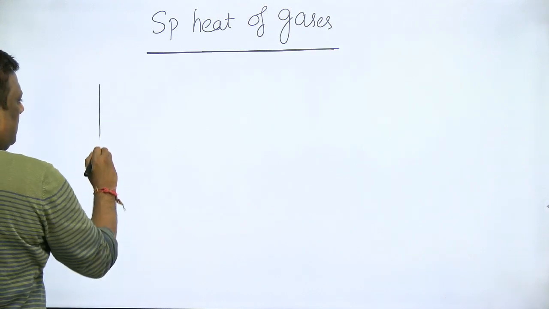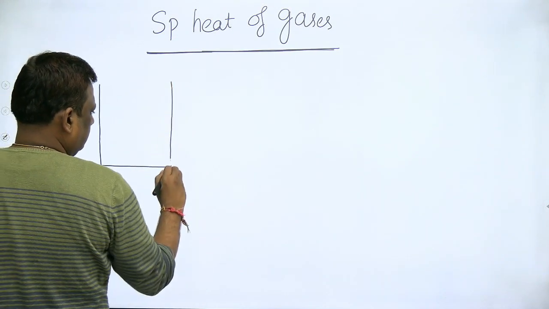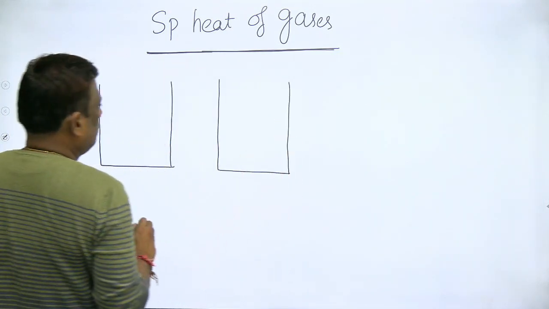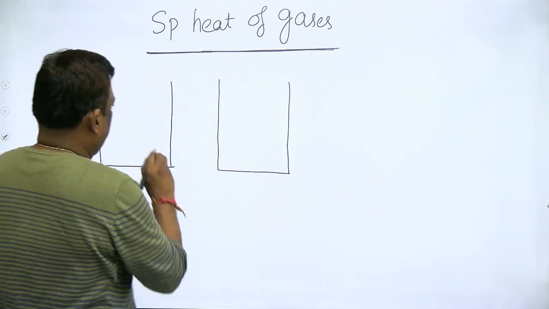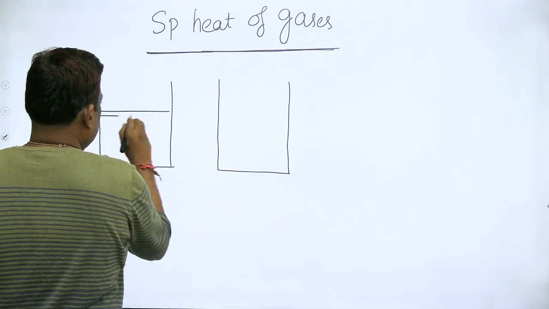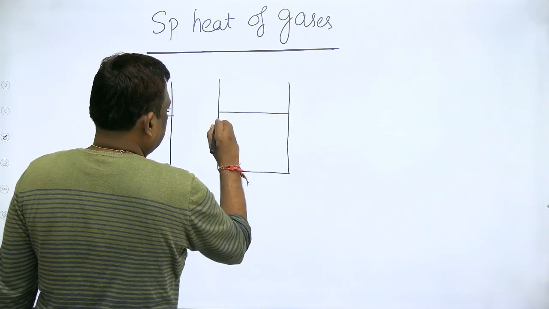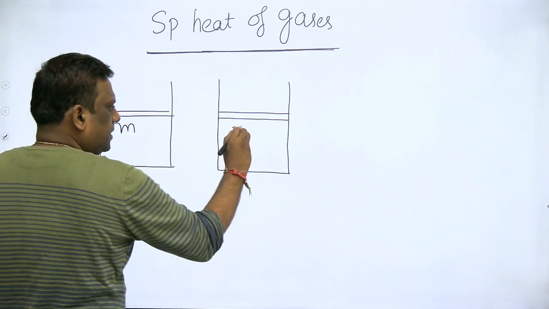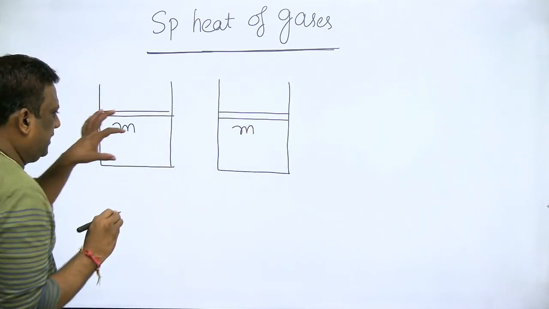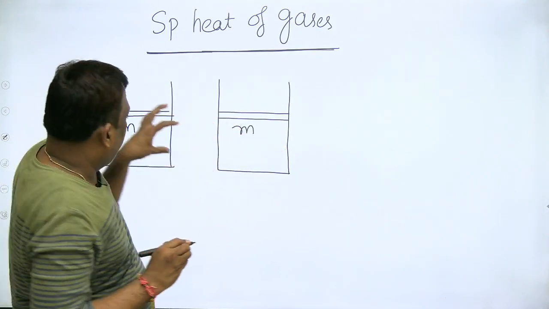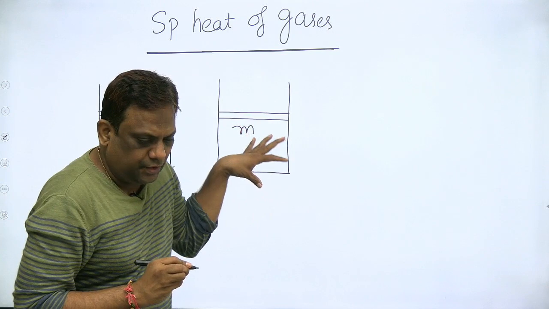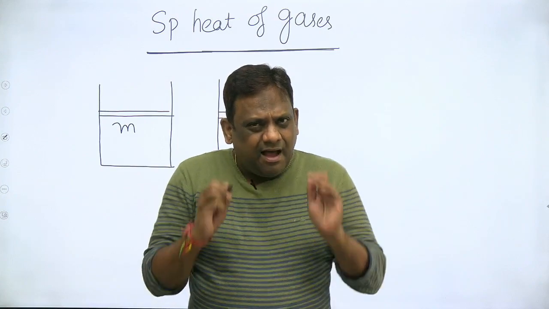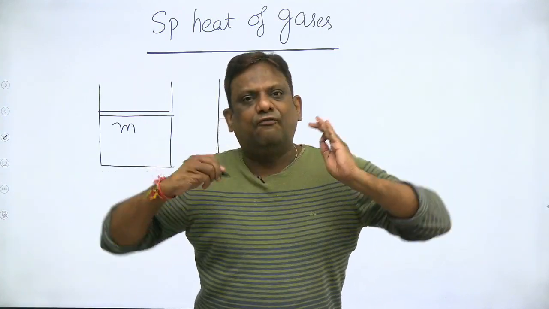Let us take a container. Listen carefully. Let us take a container, with similar piston cylinder arrangements. Look, I have taken m kg here, and here also m kg. For example, if I take oxygen here, here also it is oxygen. If I take air here, here also it is air. So in both these piston cylinder arrangements, I am taking the same type of fluid.